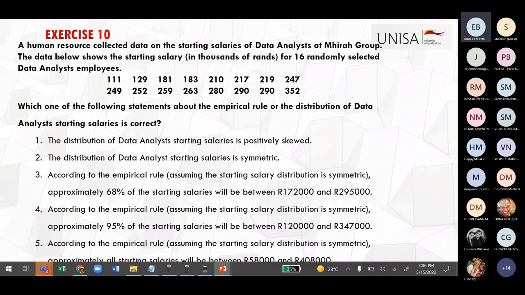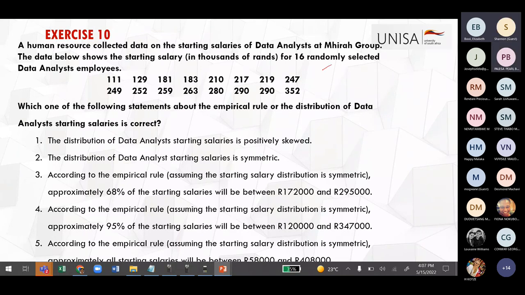According to the empirical rule, assuming the starting salary distribution is symmetric, approximately 68% of them, which is within one standard deviation, is between those two values. And 95% are between those values, and almost all of them are between those values. So we need to first calculate our mean and the median, so that we are able to find out if any of those statements are correct.